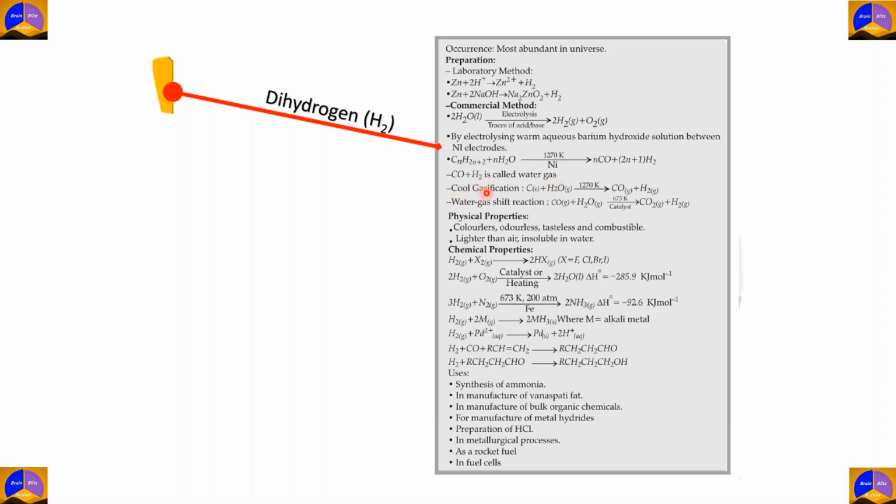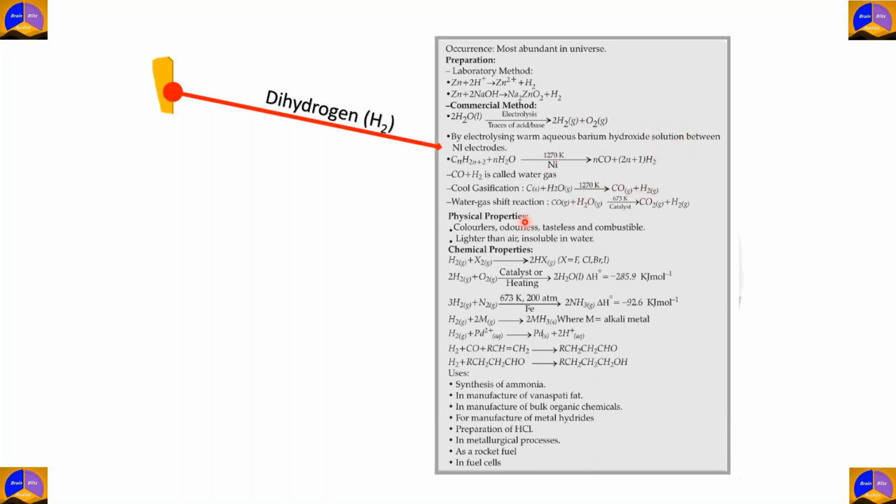Now the next method is coal gasification. So we take coal and we use steam. So we react coal with steam under a very high temperature, that is 1270 Kelvin, to produce water gas from which we can extract dihydrogen. The next reaction is water gas shift reaction. So in this reaction, carbon monoxide from water gas is reacted with steam to get CO2, that is carbon dioxide, and dihydrogen. So these are the commercial methods by which we can produce dihydrogen.